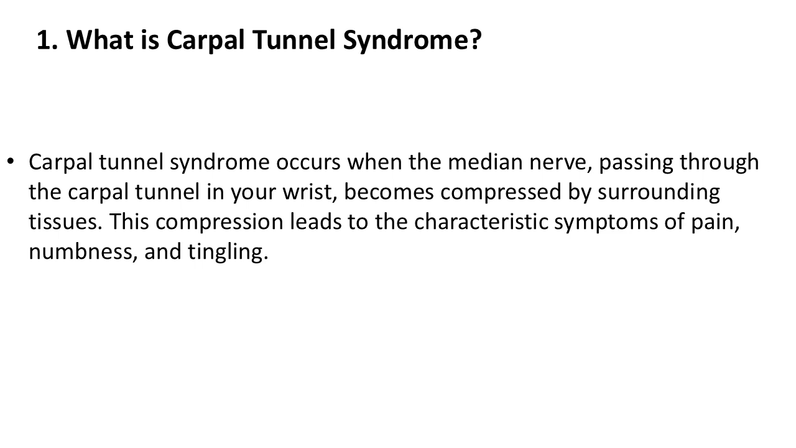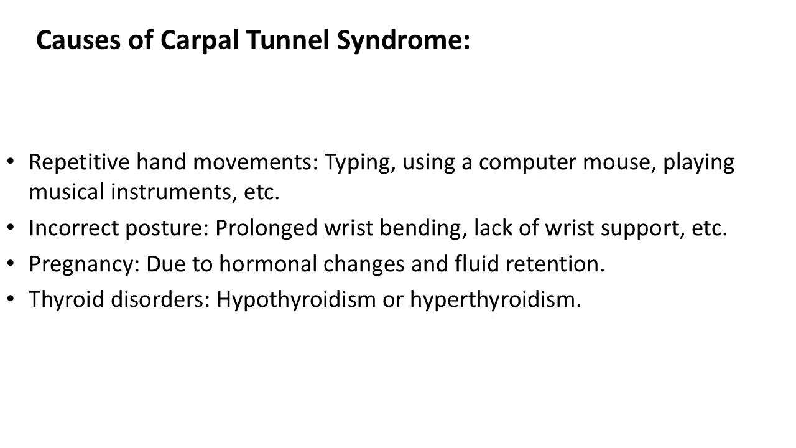1. What is carpal tunnel syndrome? Carpal tunnel syndrome occurs when the median nerve, passing through the carpal tunnel in your wrist, becomes compressed by surrounding tissues. This compression leads to the characteristic symptoms of pain, numbness, and tingling. Causes of carpal tunnel syndrome: repetitive hand movements, typing, using a computer mouse, playing musical instruments, etc. Incorrect posture, prolonged wrist bending, lack of wrist support, etc.